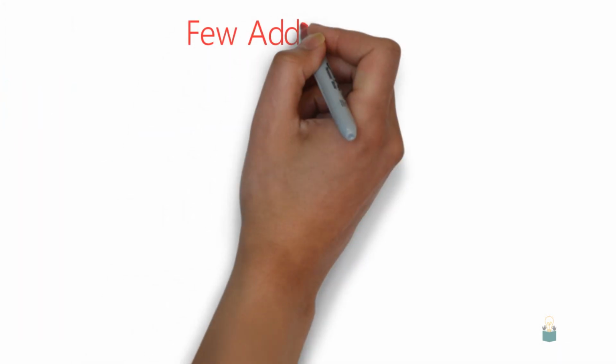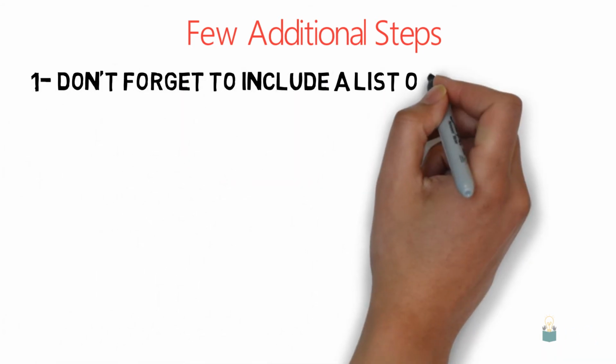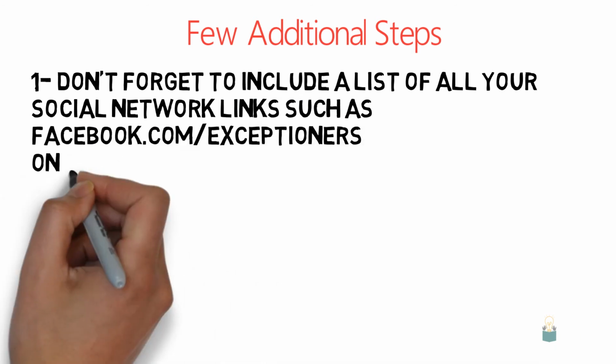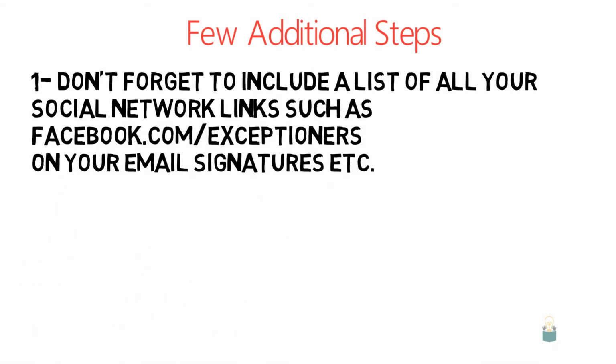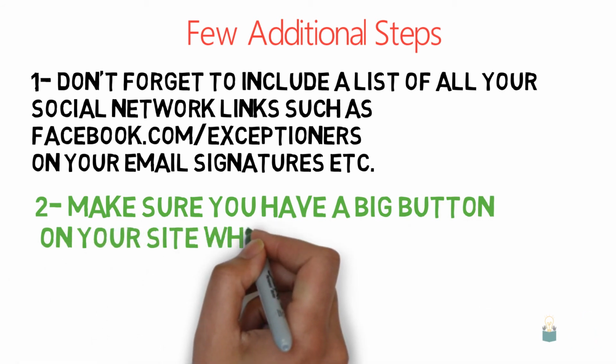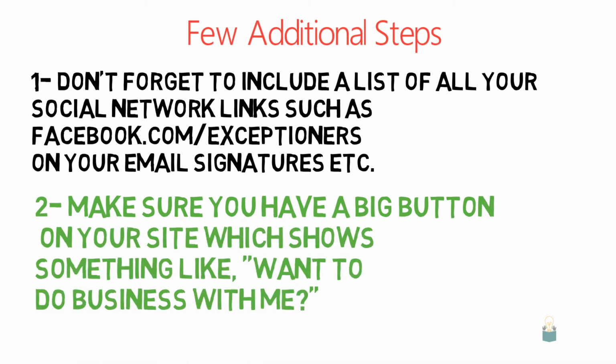There are a few additional steps which you also need to follow. Number 1, don't forget to include a list of all your social network links such as facebook.com/exceptioners on your email signatures and your business cards, etc. Step number 2, make sure you have a big button on your site which shows something like "Want to do business with me?" My site has such a button, so you can visit my site beanexception.com to take a look.